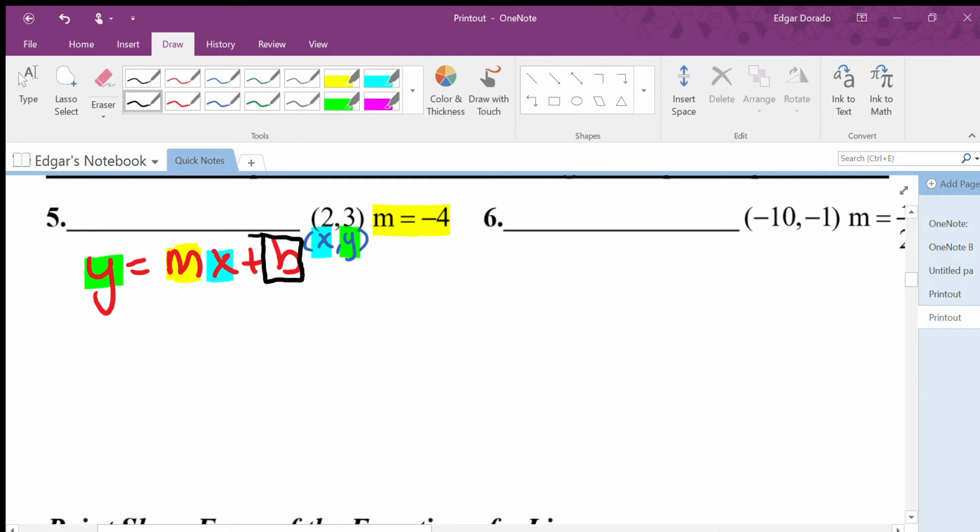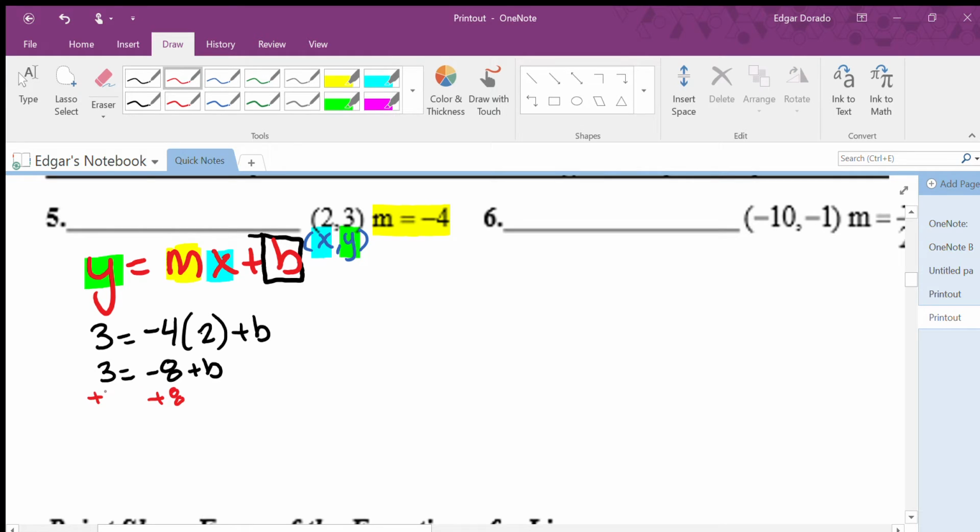Okay, so let's go ahead and do it. Let's substitute it all in. So this would be 3 equals -4 times x, and in this case x is 2, plus b. Okay, so what is this? This is 3 equals -8 plus b. If I add the 8 to the other side to get the b all by itself, I get b equals 11.